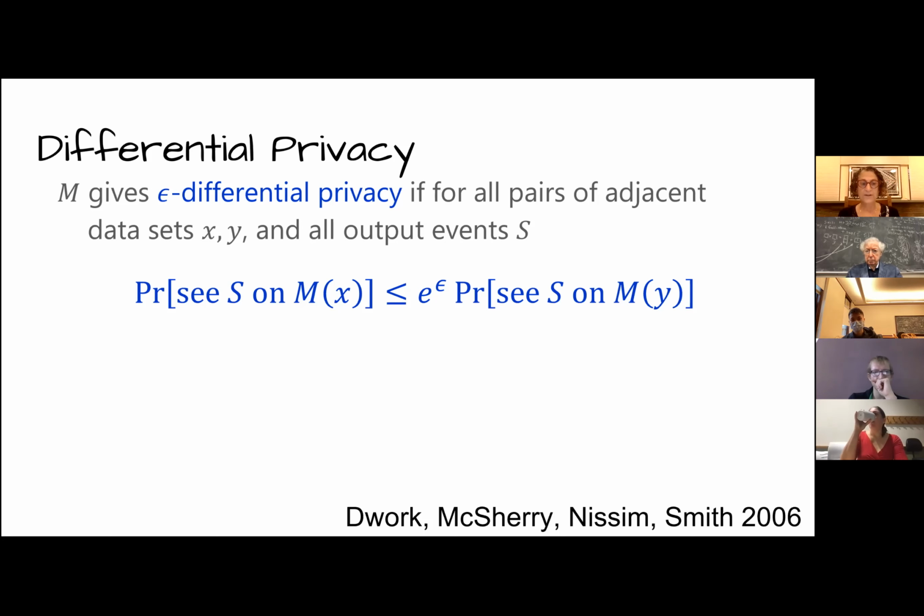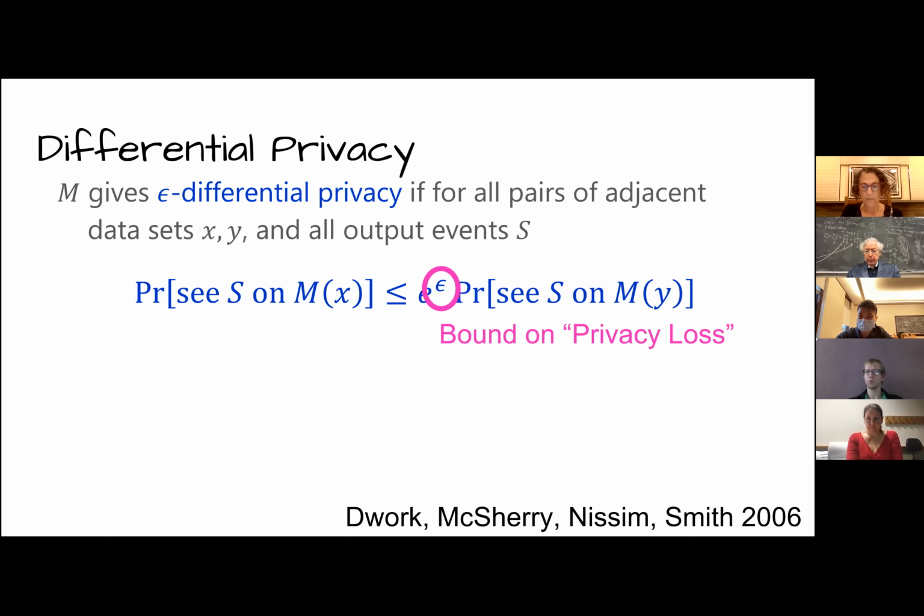So an algorithm is said to give us epsilon differential privacy if for every pair of adjacent data sets, X and Y, and every possible output event, S, the probability that we observe S when the algorithm is operating on X is at most e to the epsilon times the probability that we observe S when we're operating on adjacent data set Y. Remember that when epsilon is small, e to the epsilon is about 1 plus epsilon. So this says that these probabilities are pretty close. Moreover, the definition is symmetric in X and Y. So we also get the reverse inequality with the roles of X and Y swapped.